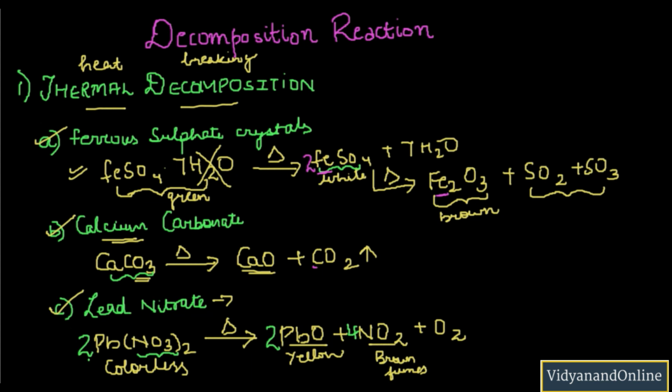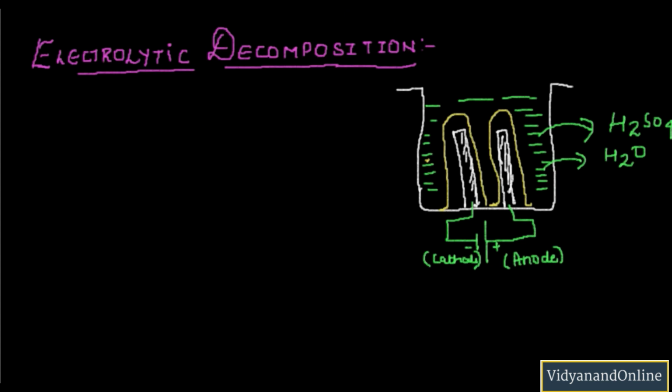My sulfur will be 2, oxygen will be 3, 4, 5, 6, 7, 8, and here also oxygen is 8. So I am getting the balanced equation altogether. So now next is electrolytic decomposition.